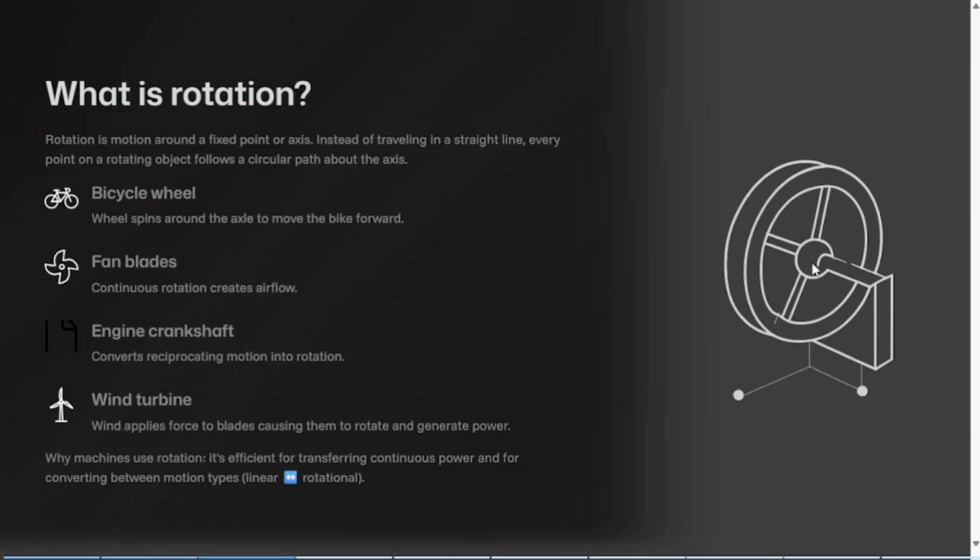We see rotation everywhere. A bicycle wheel rotates around its axle to move the bicycle forward. Fan blades rotate to create airflow. An engine crankshaft rotates to transfer power. Wind turbines rotate to generate electricity. Engineers often prefer rotational motion because it is efficient and can continuously transfer power through mechanical systems.